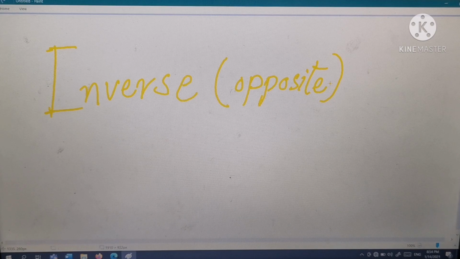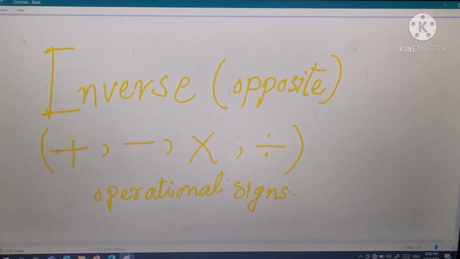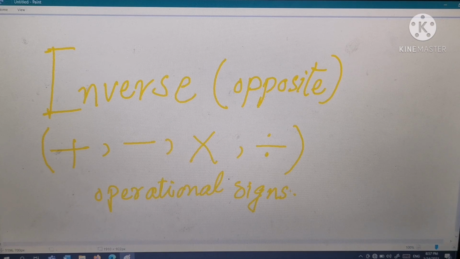First of all, I will tell you about inverse. The real meaning of inverse is opposite. But in algebra, we will use it for the operational signs. As we all know, addition, subtraction, multiplication and division are the operational signs. As the third rule is do the inverse, we will do the inverse of all the operational signs along with their constants and variables. We also know that the inverse of addition is subtraction and inverse of subtraction is addition. Like inverse of multiplication is division and inverse of division is multiplication.